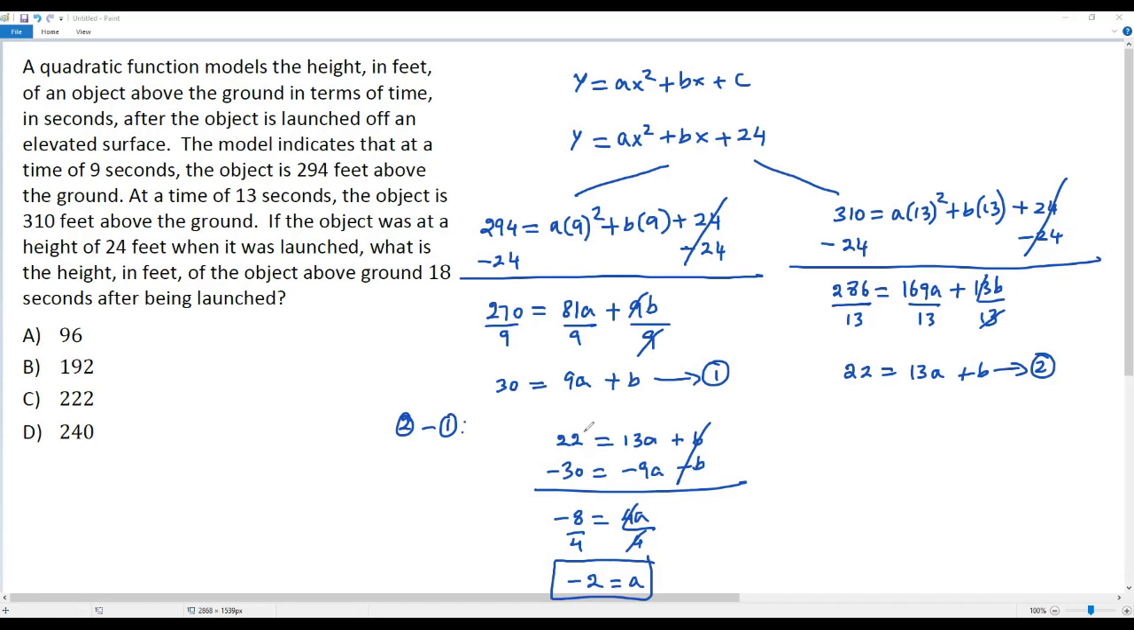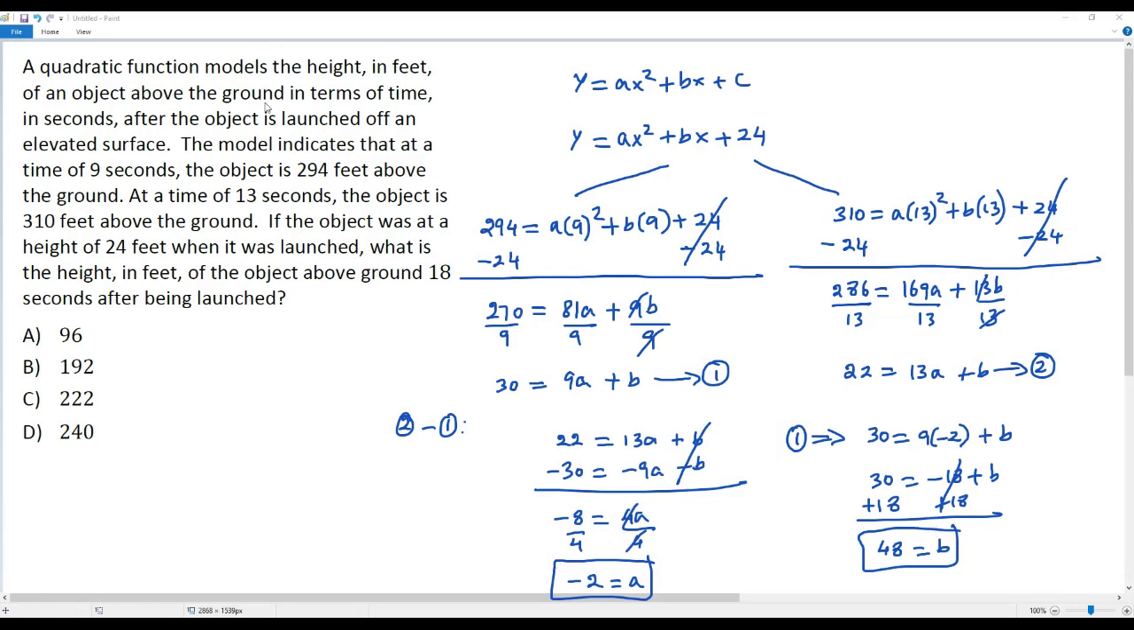Let's plug in a equals negative 2 into the first equation or into the second equation to get the value of b. Now let me plug in a equals negative 2 into the first equation, that is 30 equals 9 times a. For a we can plug in negative 2, positive b. 30 equals 9 times negative 2, which is negative 18, positive b. Let me add 18 to both sides of this equation. Then this negative 18 and positive 18 will cancel out. When I simplify this, I am getting 48. On the right side, we get b. Here I got the values of a and b: a equals negative 2 and b equals 48.